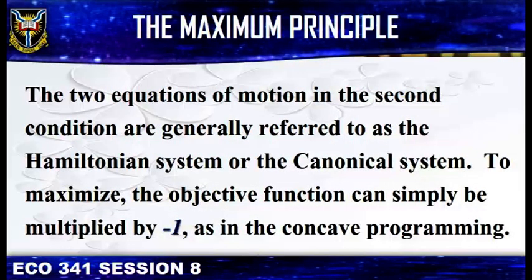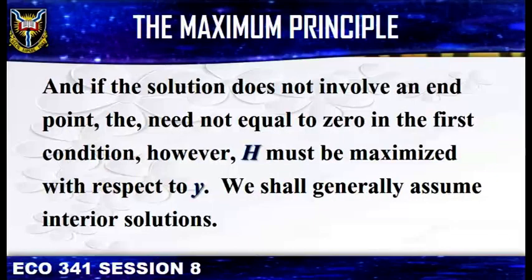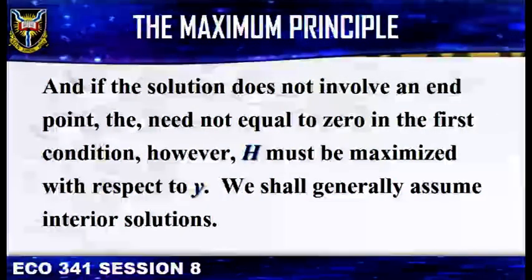The two equations of motion in the second condition are generally referred to as the Hamiltonian system or the canonical system. To minimize, the objective function can simply be multiplied by minus 1 as in concave programming, and if the solution does not involve an interior point, dH/dy need not equal 0 in the first condition. However, H must be maximized with respect to y. We shall generally assume interior solutions.